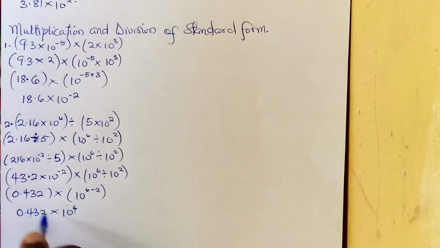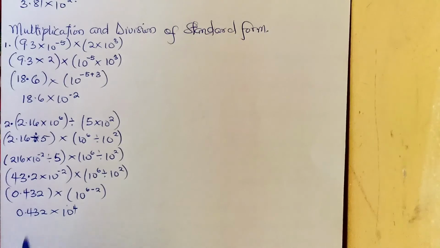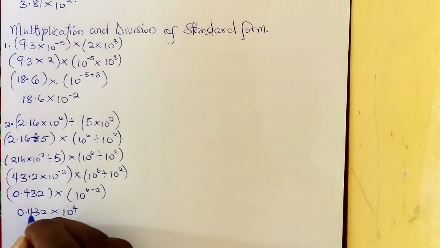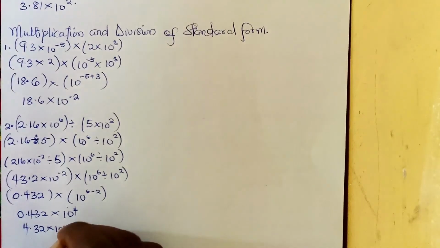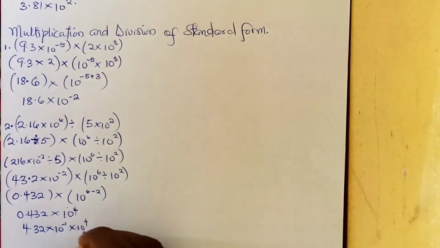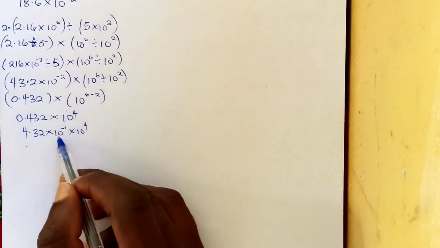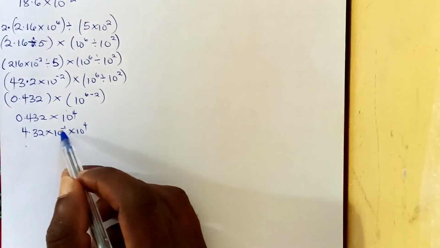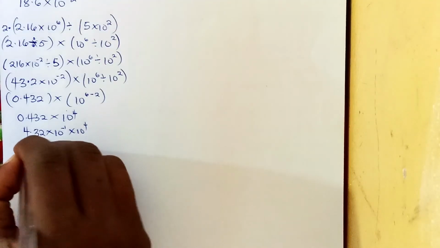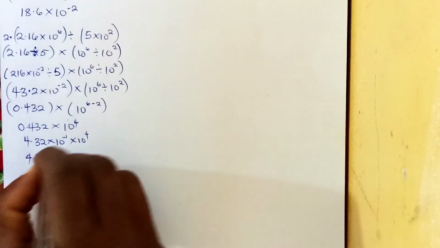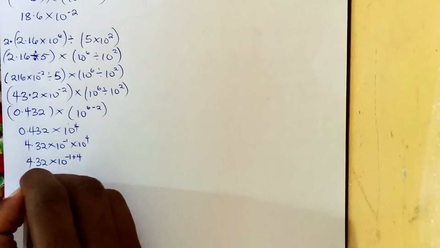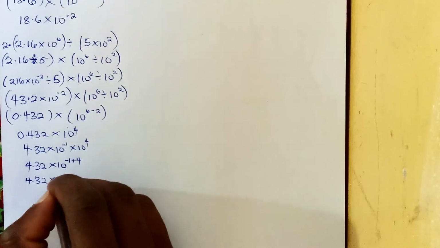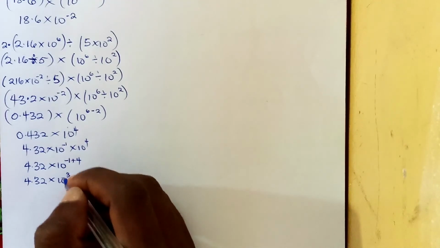We have to change this into the standard form. Therefore, the point has to be between the first whole number and the next number. So we move it once to the right, making the exponent negative. So we have 4.32 times 10 raised to the power minus 1 times 10 raised to the power 4. Now we have numbers with the same base with different exponents, multiplying. So the law applies here. So 10 raised to the power minus 1 plus 4. We have 4.32 times 10 raised to the power 3. That's our final answer.